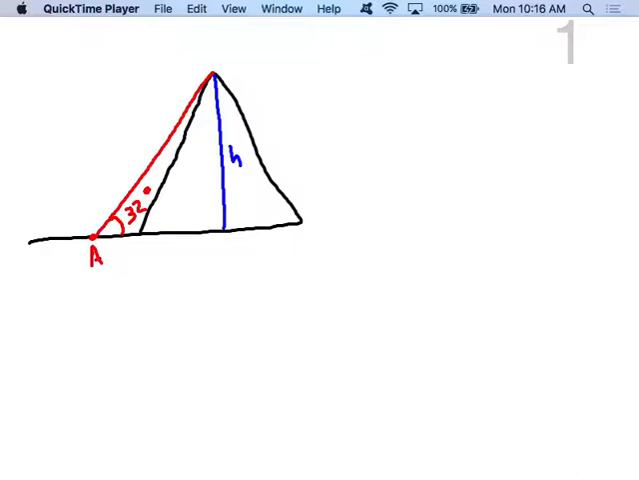In fact, just to make things a little bit easier, let's get the mountain out of the way. We don't need any of this. We don't need this guy in here.